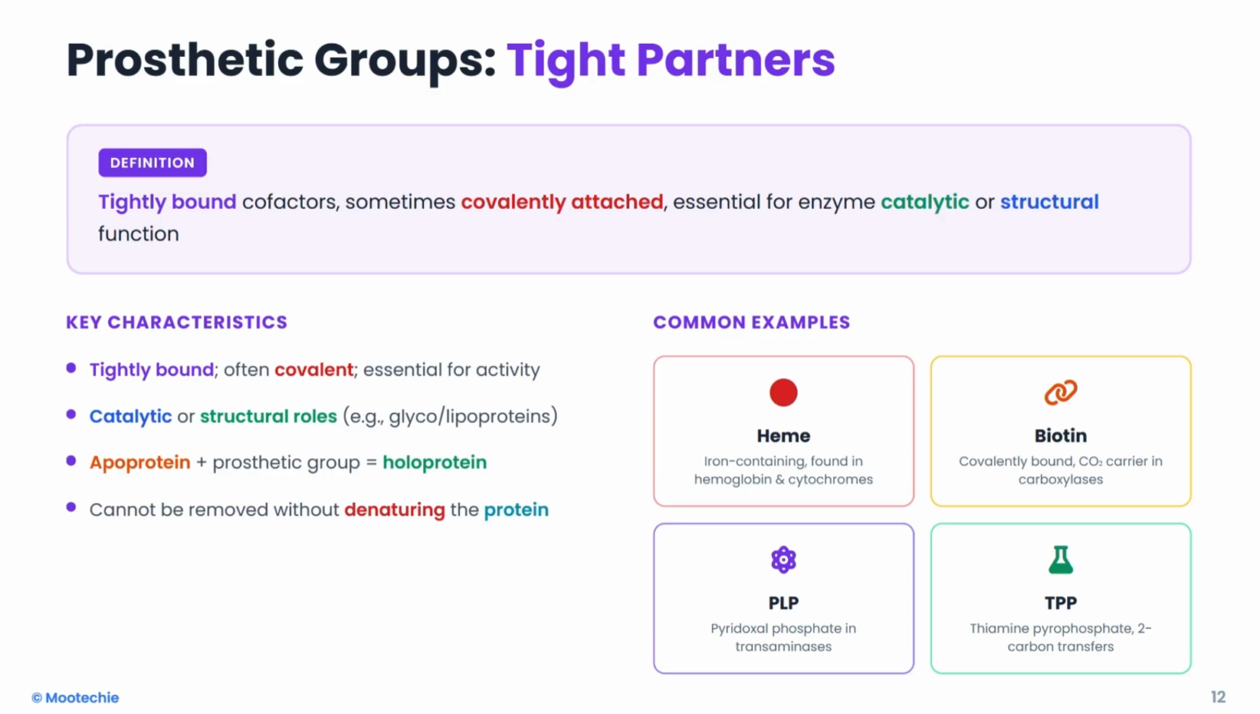All right, we've covered a lot of ground. Let's bring it all together. Summary, what to remember. First, the EC system, 1 through 6, defines reaction types: oxidoreductases, transferases, hydrolases, lyases, isomerases, and ligases. Remember that enzymes speed up reactions by lowering activation energy, and they aren't consumed in the process.